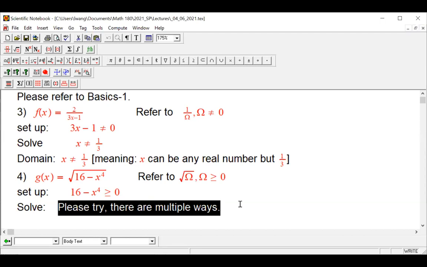Would it be x is greater than or equal to plus minus 2? That's very good. Can you show some steps? Anybody would like to show some steps?